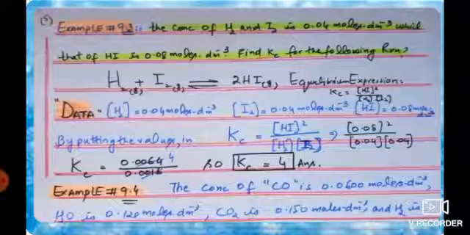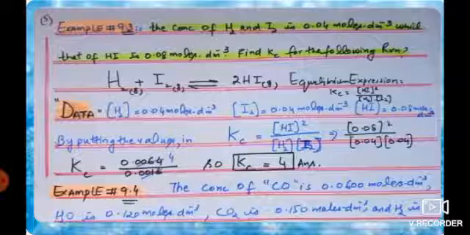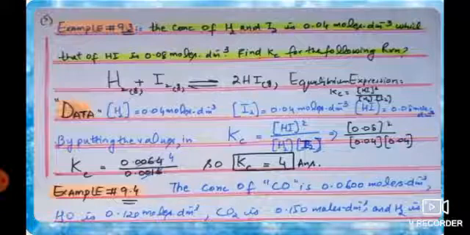When we write the data from the question, the hydrogen concentration is given, in the same way the iodine concentration is given, and for hydrogen iodide, which is the product, its concentration is given. So we write the equilibrium expression: Kc is equal to the concentration of hydrogen iodide power 2 divided by the concentration of hydrogen and the concentration of iodine. After putting in the values from the data, we get the value of Kc as equal to 4. So from example 9.3, we have calculated the value of Kc by putting the concentrations of reactants and products in the equilibrium expression.